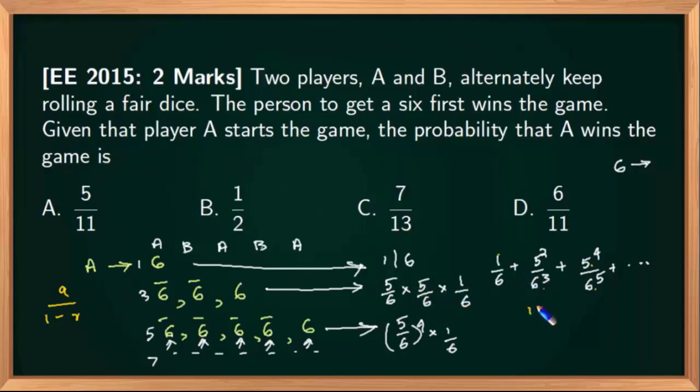So my first term is 1 by 6 divided by 1 minus the common ratio, right? My common ratio is 5 square divided by 6 square, which is nothing but 25 divided by 36. So this gives me the answer 36 minus 25 is 11, 36 divided by 6. So 6 by 11 will be my answer, which is option D.